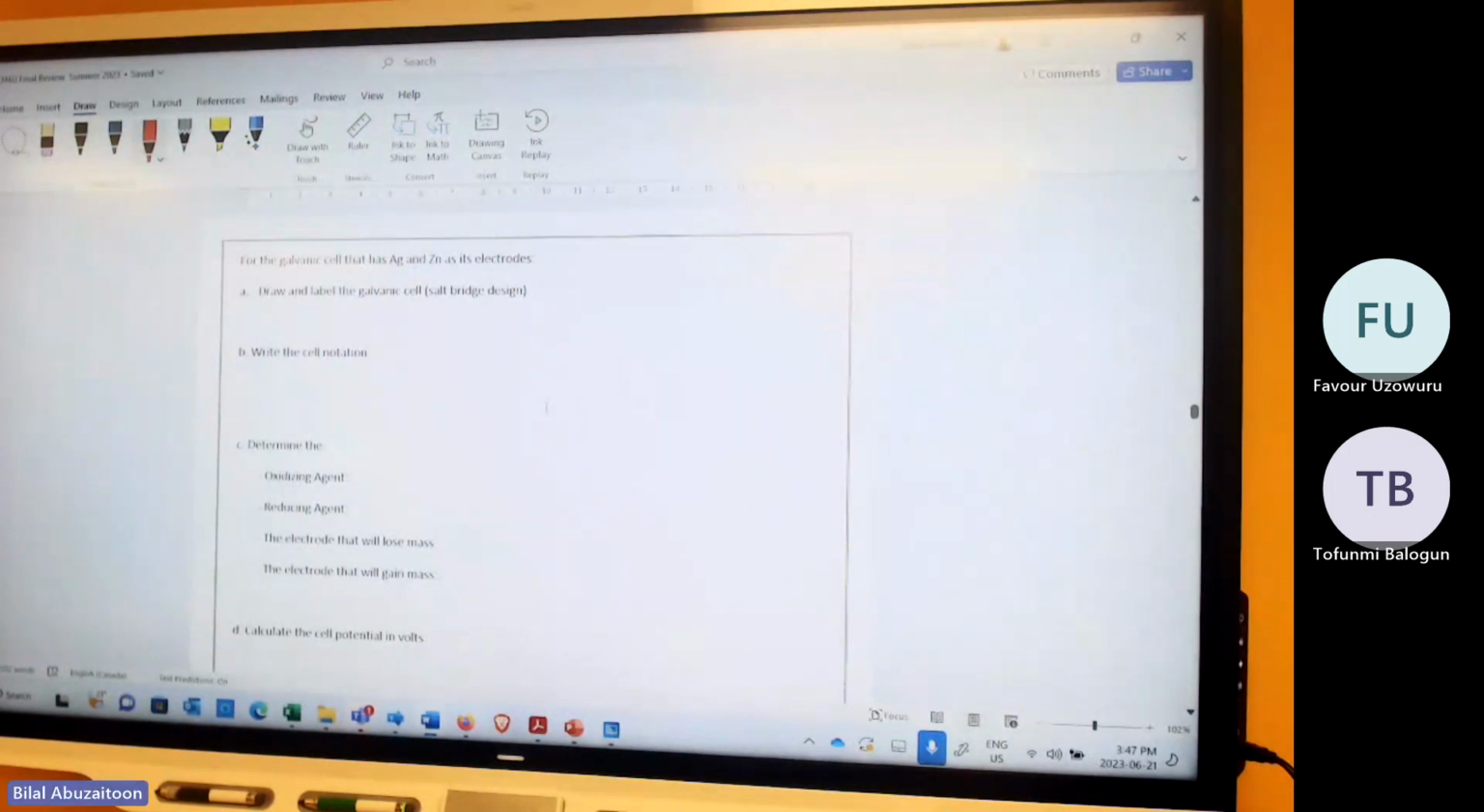Okay, what about this question? I think it's okay, right? The galvanic cell... No, it's not okay actually. Galvanic cell that has Ag and Zn. So Ag and Zn. How do you know which is which? This is the salt bridge.